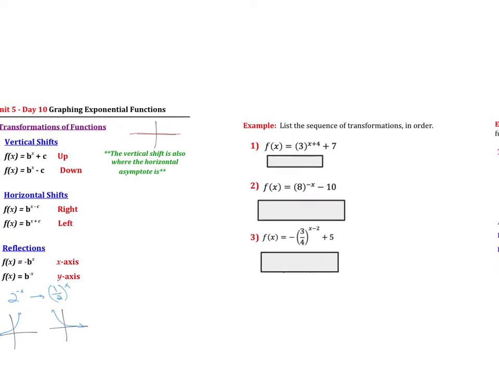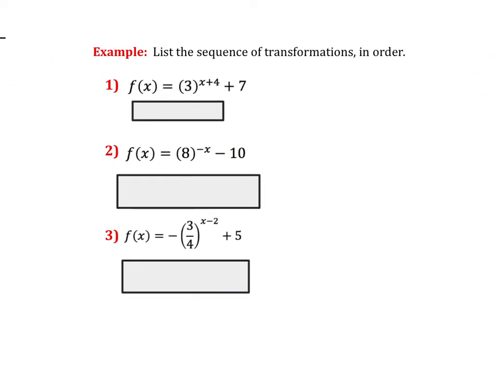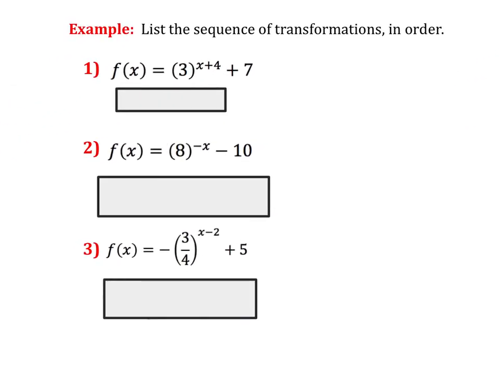Okay, so let's just get some practice identifying the transformations. We don't particularly care about the base number here. What we're looking for are numbers being added or subtracted up in the exponents, or maybe negatives. We're looking for numbers being added or subtracted after the function, because that'll shift up and down. Or maybe we're looking for negatives out front. Those are all going to transform my function in some way, shape, or form.